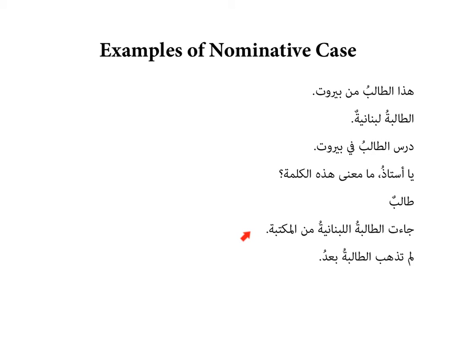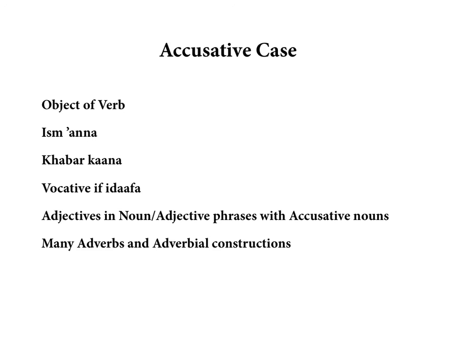So جاءت الطالبة اللبنانية من المكتبة. So Lubnaniya agrees with Taliba. And finally, one example of an adverb that is marked nominative is ba'du, which means yet. So lam tadhhab الطالبة ba'du. So those are some good examples of nominative marking, case marking on nouns and adjectives.